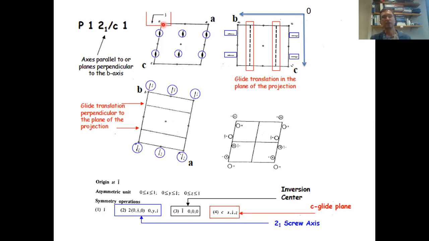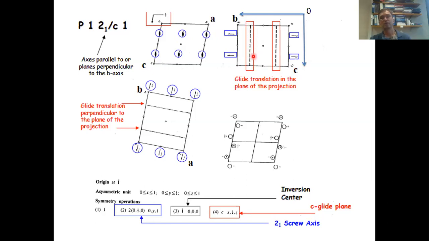So you see here these little circles, and these little circles represent inversion centers, which are also present. Of course, inversion centers are independent from direction because an inversion center is a point. It's not a plane that stands perpendicular to a direction. It's also not a screw axis which runs along a particular direction.